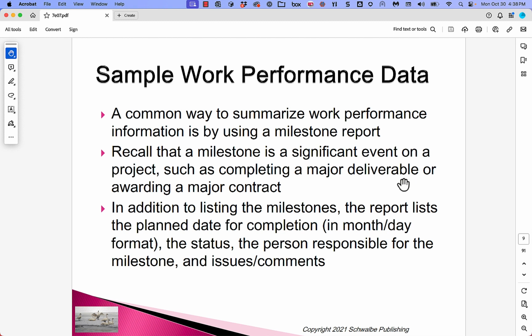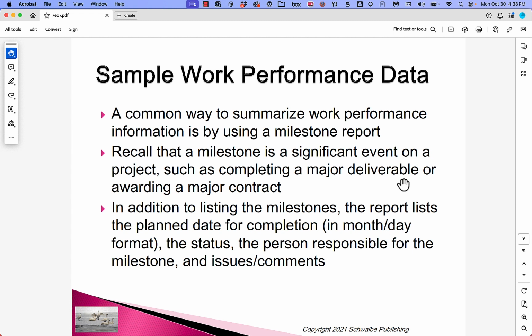Sample work performance data. A common way to summarize work performance information is using a milestone report. I think these can be more interesting than trying to show somebody a list of every task on the project and how it's doing. Milestones, one of the qualifications for being a milestone is its broad interest, right?